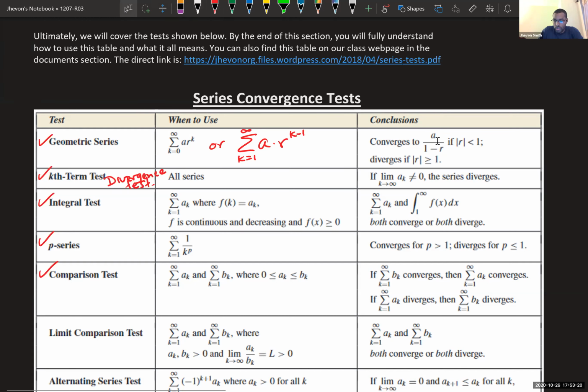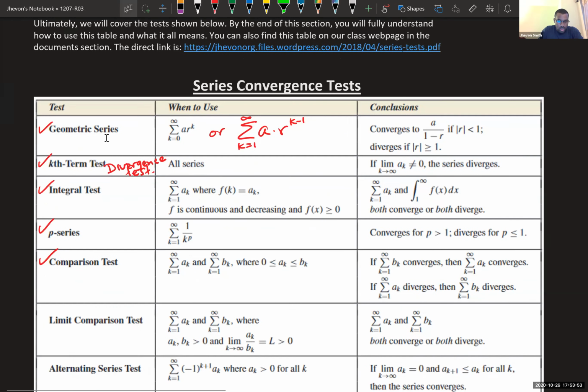We know that those converge, and in fact, we know what those converge to. They converge to a over 1 minus r if our r is less than 1 in absolute value. They will diverge if your r is greater than or equal to 1 in absolute value, right? So this is one of the few tests that actually tells you what something converges to. That's very rare. This test and the telescoping series test actually tell you that, but this is the only one that we're covering in this class that actually tells you what the exact answer is. All the others, they don't tell you what the answer is, they just tell you that there is an answer.